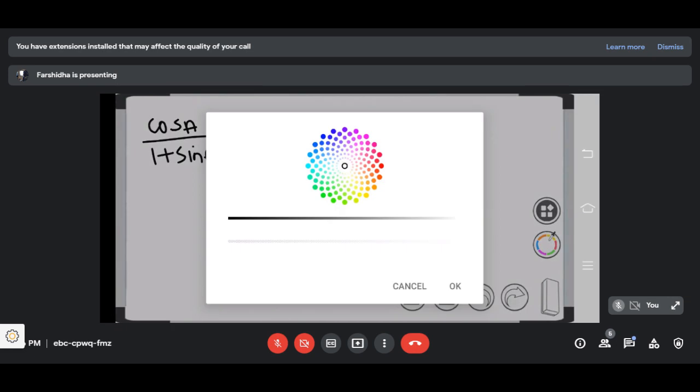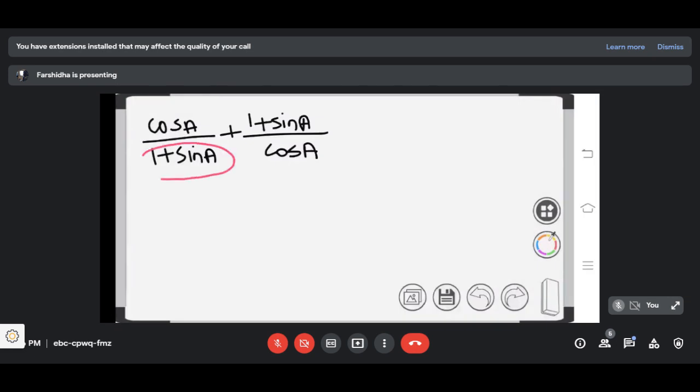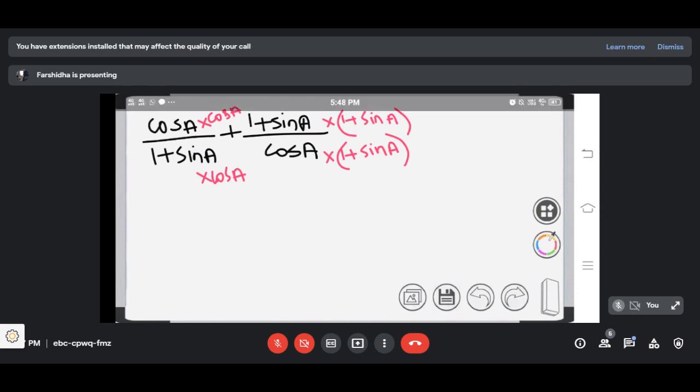Okay, first of all, we'll make the denominator same. See here the denominator is 1 plus sin A. Here denominator is cos A. We need to make the denominator same. So for that we'll cross multiply. That means here we'll multiply by cos A, numerator also multiply by cos A. Here you'll multiply everything by 1 plus sin A, so that the denominators will be same.